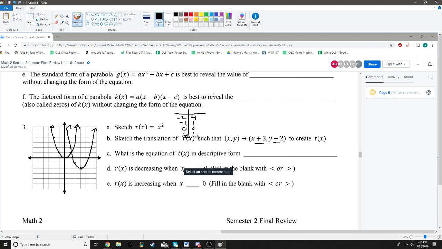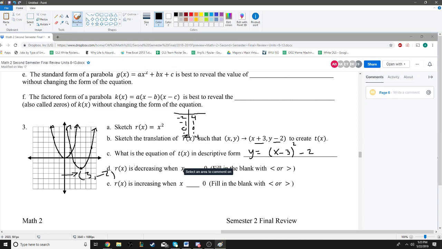Okay. What is the equation of t of x in descriptive form? That would be y equals x minus 3 squared minus 2. Because our function shifted to a vertex of +3, -2.